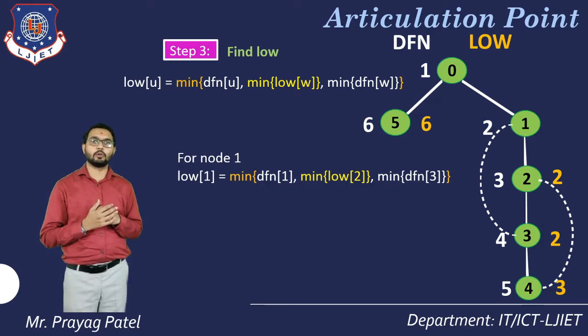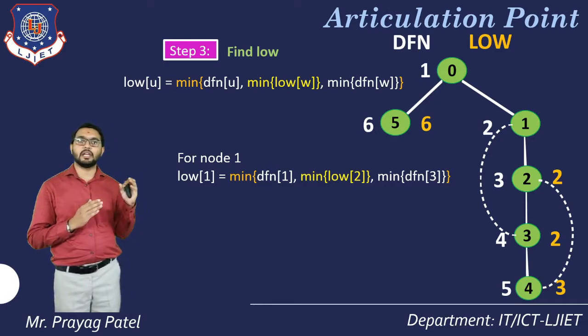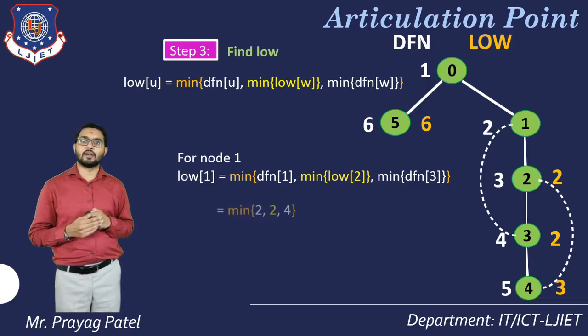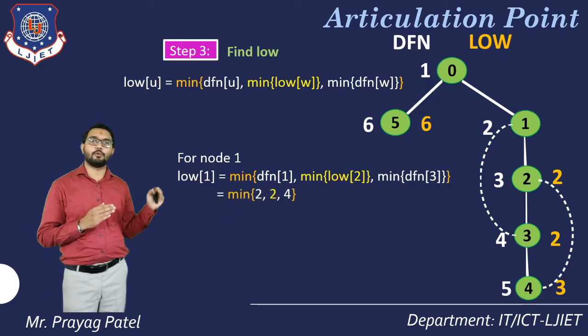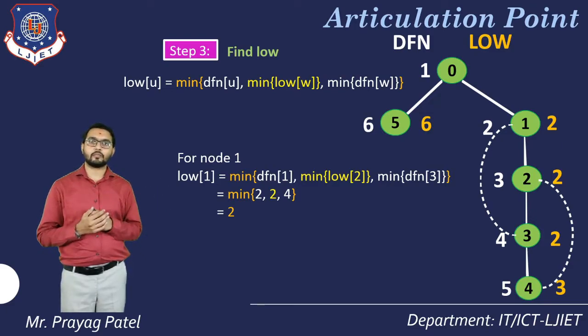Here, low of 1 equals the minimum of DFN of 1, the minimum of low of 2, because 2 is a child of 1, and the minimum of DFN of 3, because 3 is connected to node number 1 with the back edge. So consider the values of these three as the minimum of 2, 2 and 4. Out of these three, 2 is the minimum, so put the value 2 in node number 1.